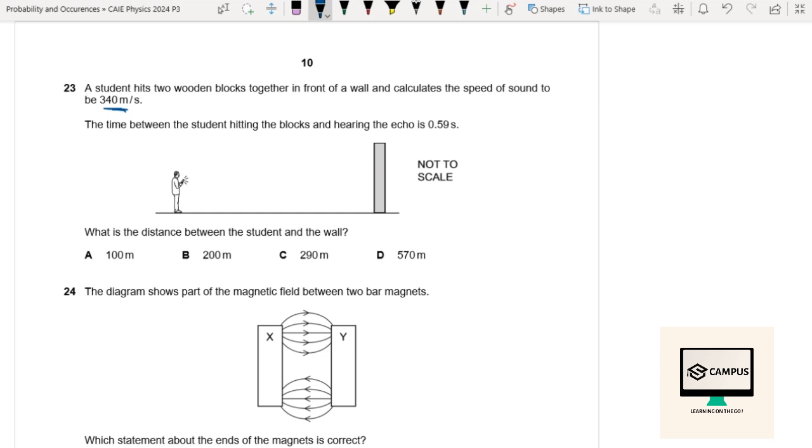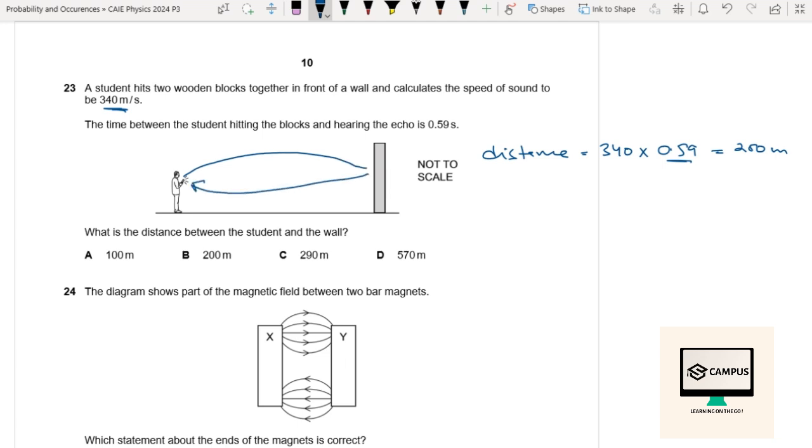Well, distance can be calculated as speed times the time. So the speed 340 multiplied by the time 0.59 gives us approximately 200 meters. But hold on a minute, this 200-meter distance is found from the time taken to receive the echo as well.